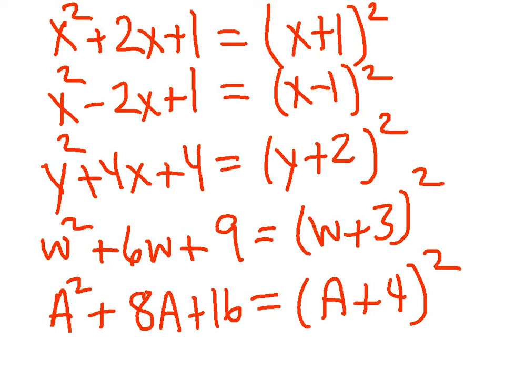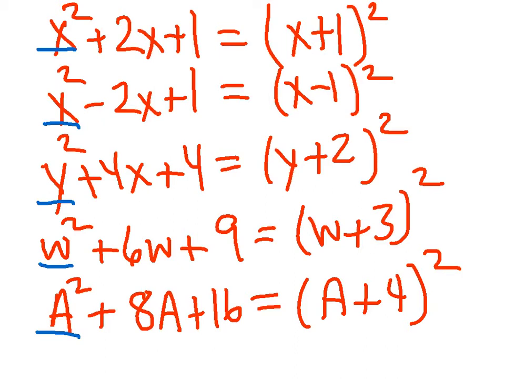First of all, I noticed that in each one of them, the first term is a perfect square. I can tell that because even when I read them, I have to use the word square. X squared, y squared, w squared, and a squared. Those are all perfect squares.